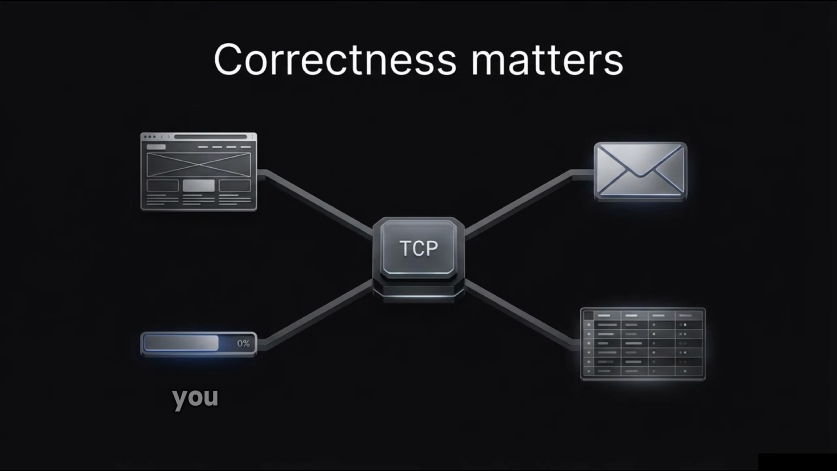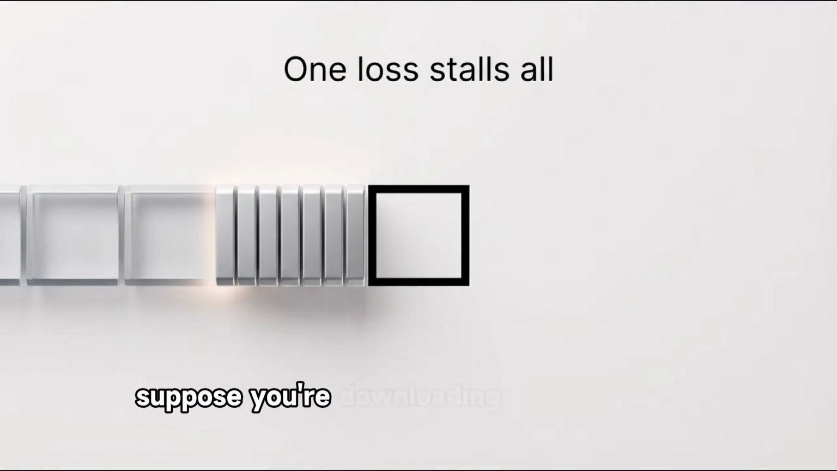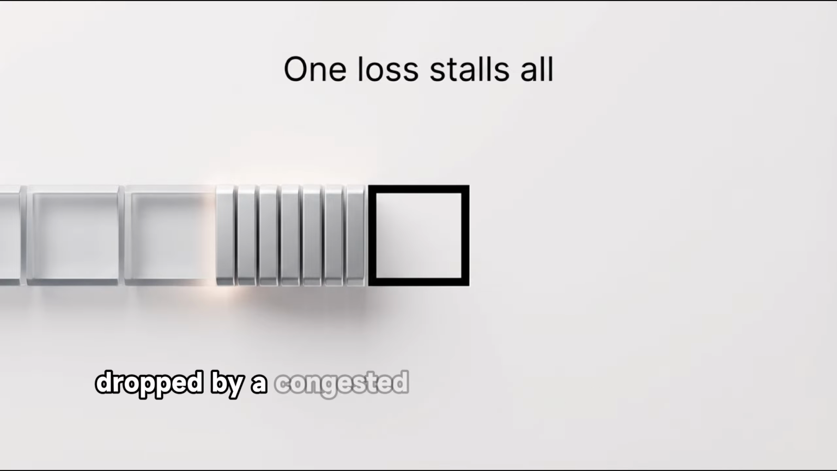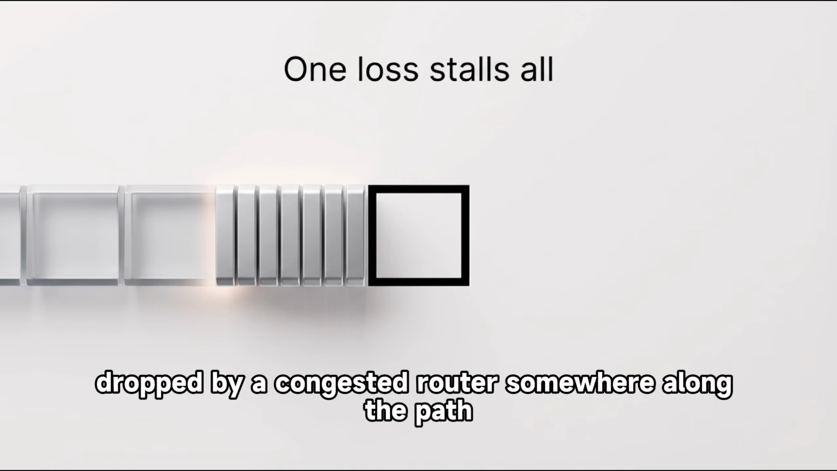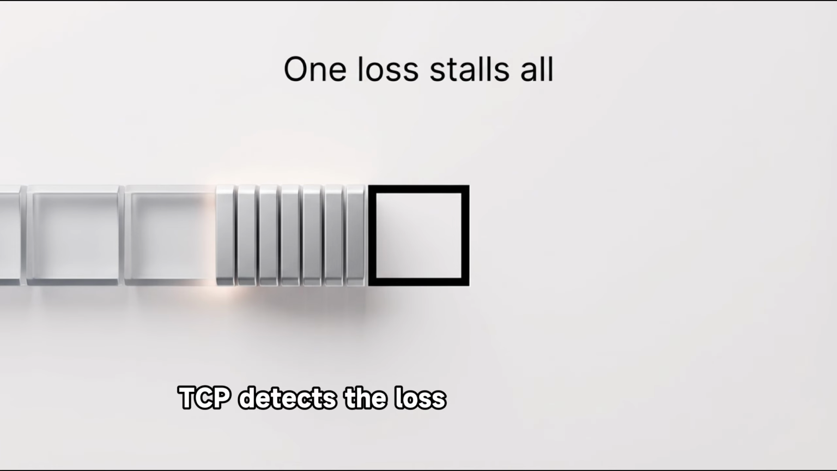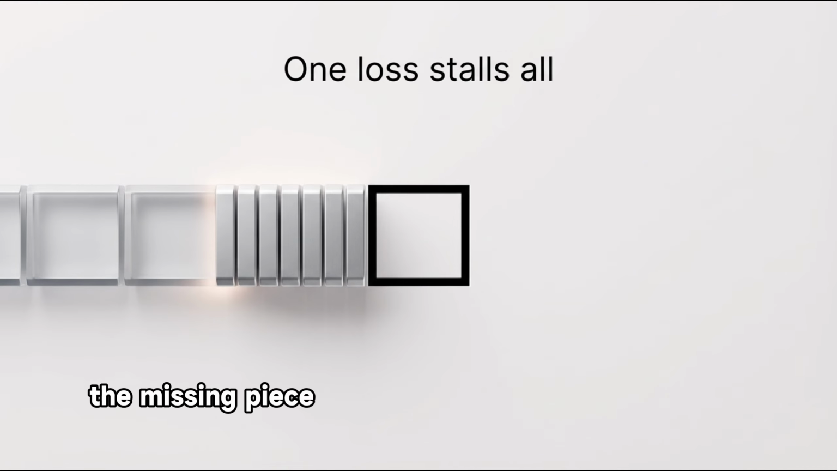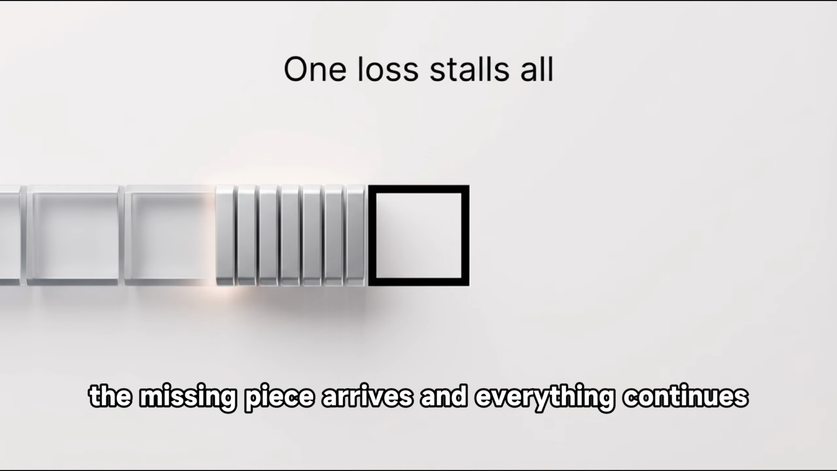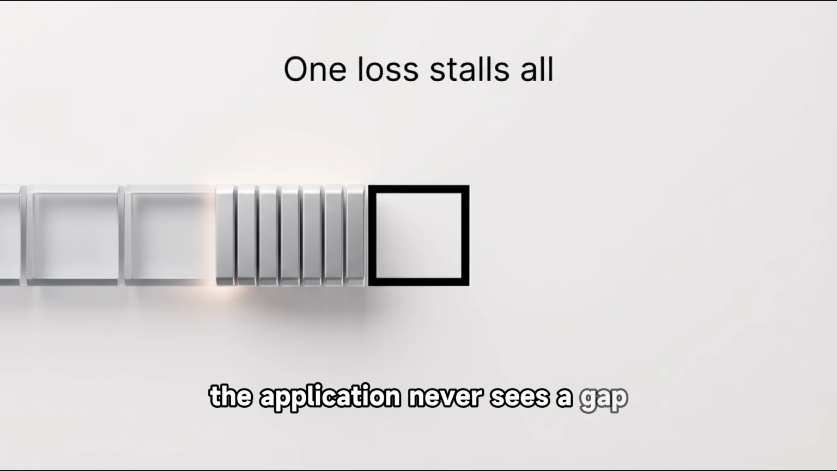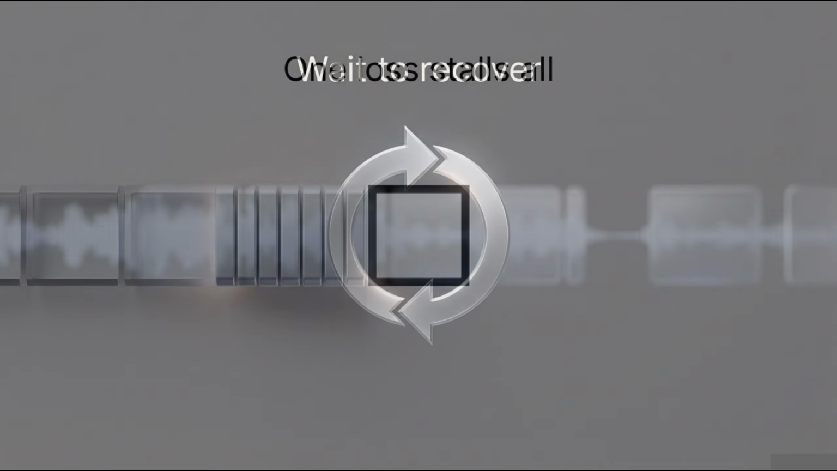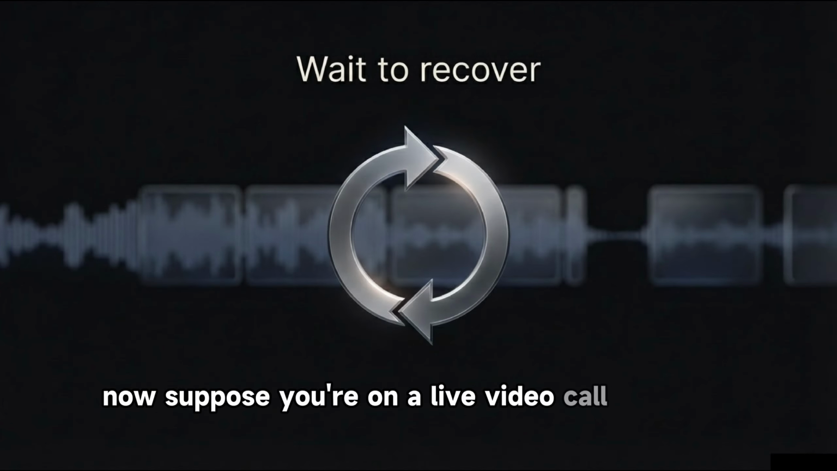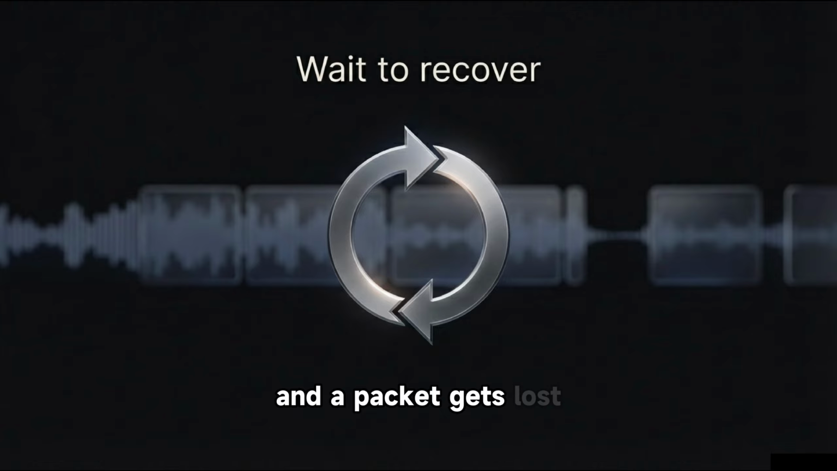And to see the cost, you have to think about what happens when something goes wrong on the network. Suppose you're downloading a file over TCP, and a packet gets lost, dropped by a congested router somewhere along the path. TCP detects the loss, waits a moment, retransmits the missing packet. The download pauses imperceptibly, the missing piece arrives, and everything continues. The application never sees a gap. The file arrives complete.